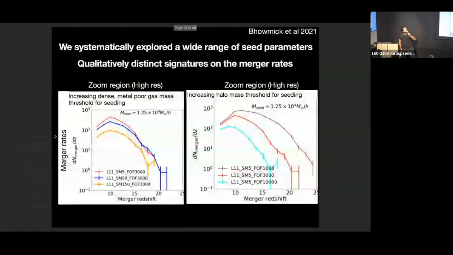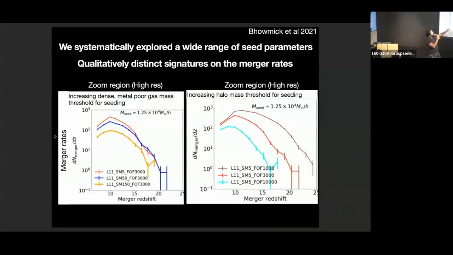So this also allows us to perform this large systematic study of a wide range of seeding parameters while being agnostic about what set of theoretical seeding channels our models actually represent. And we find qualitatively distinct signatures on the merger rates, particularly measurable by LISA.